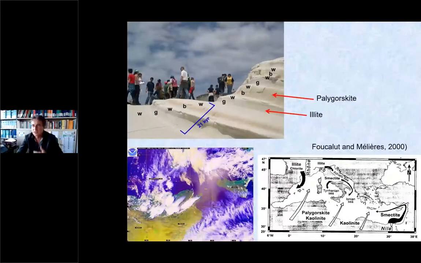In this picture it is also really recognizable: the white, gray, white, and beige. According to Foucault and Mélières, who studied this section, the yellowish layer here, characterized by B, corresponding to the beige layer, is richer in palygorskite. Palygorskite is a typical clay mineral, and its origin, according to Foucault and Mélières, came from northern Africa, from Saharan dust.